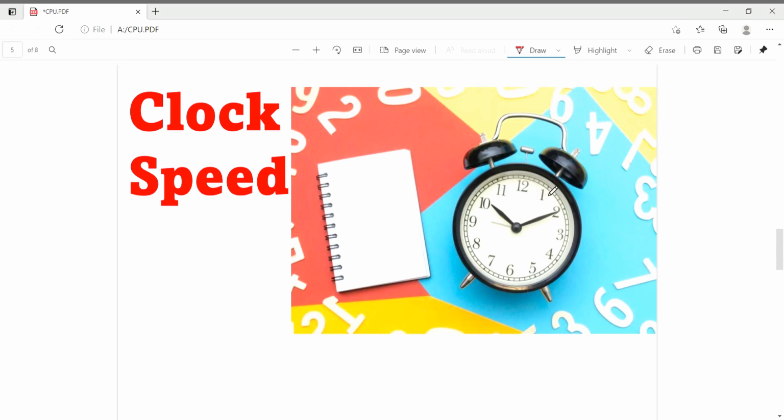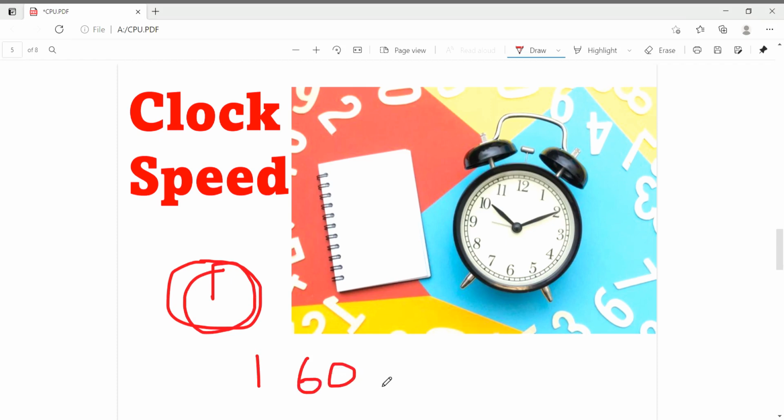Now let's come to the clock speed. If you take a clock or a fan, I'll take a fan. It has only one propeller, and that rotates. In 1 second it can rotate 60 times. It means it has a 60 hertz frequency. This is the frequency. The more the frequency, that is the clock speed.